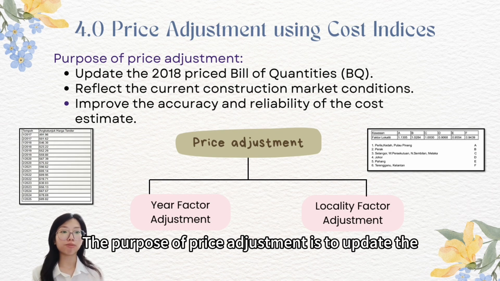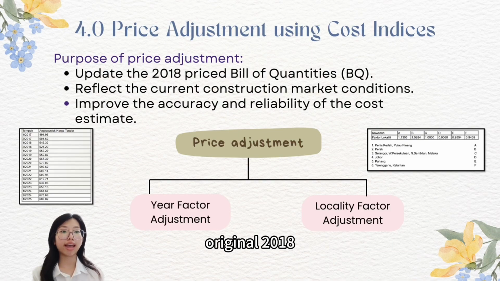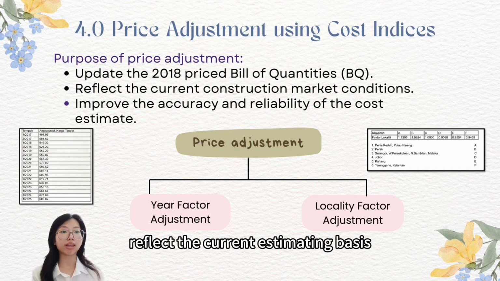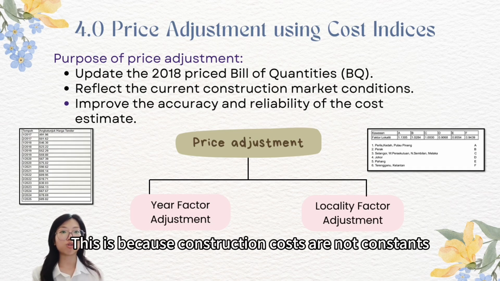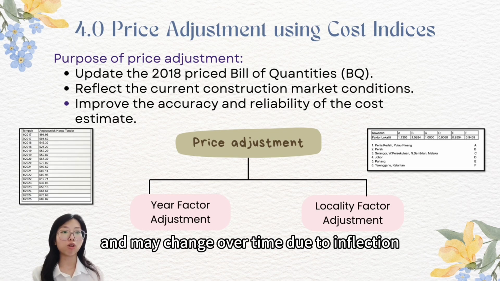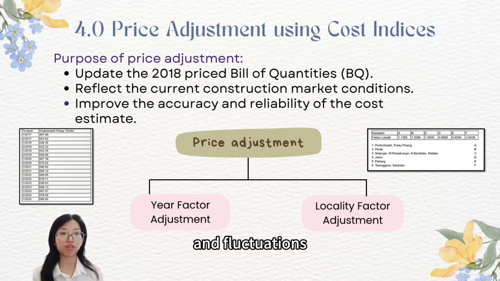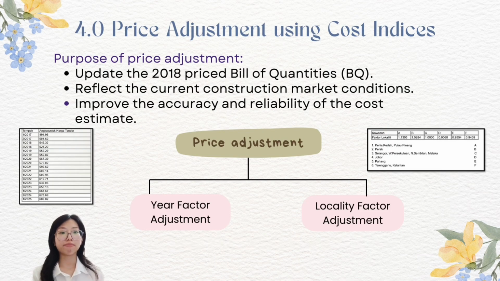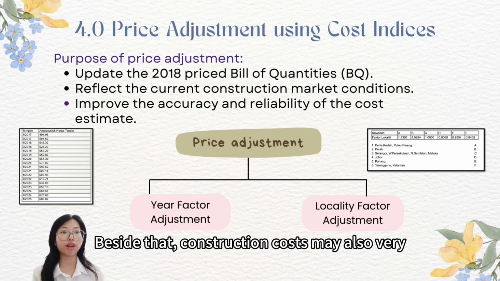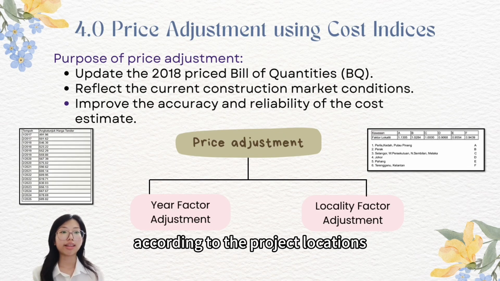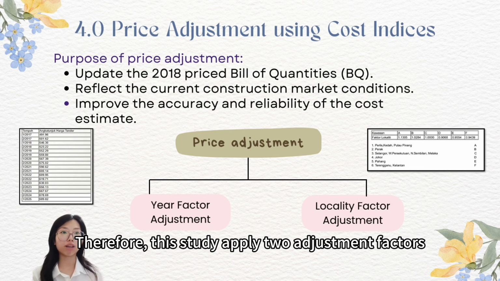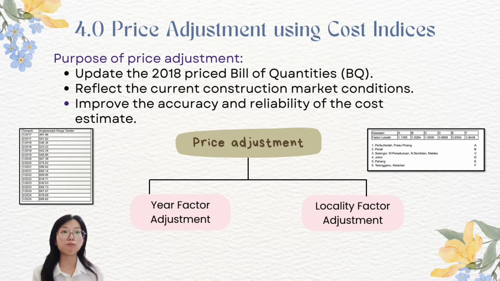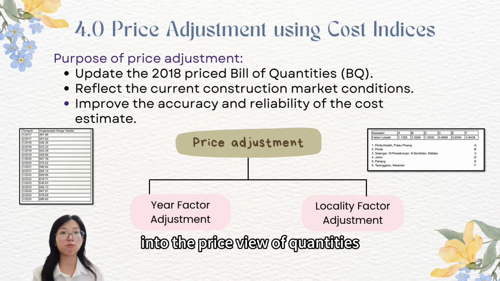The purpose of price adjustment is to update the original 2018 priced bill of quantities so that the construction rates reflect the current estimating basis. This is because construction costs are not constant and may change over time due to inflation and fluctuations in material price, labor wage, and other market conditions. Besides that, construction costs may also vary according to the project locations. Therefore, this study applied two adjustment factors, namely the yield factor adjustment and locality factor adjustment, before incorporating the updated rates into the priced bill of quantities.